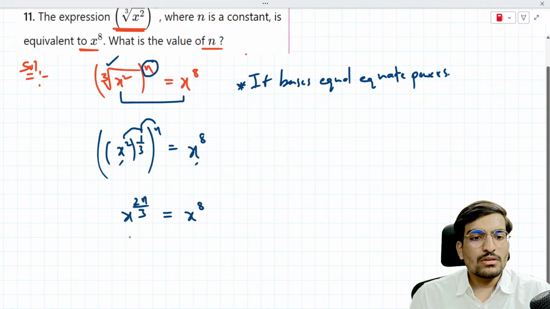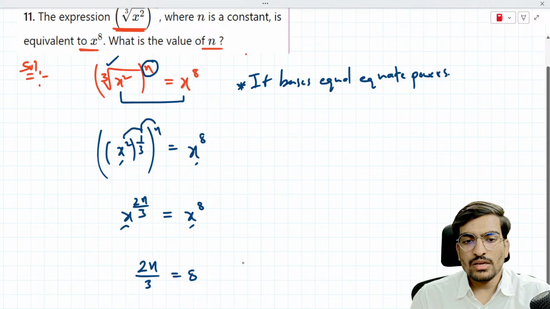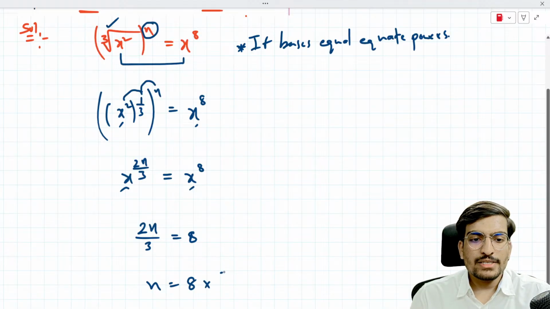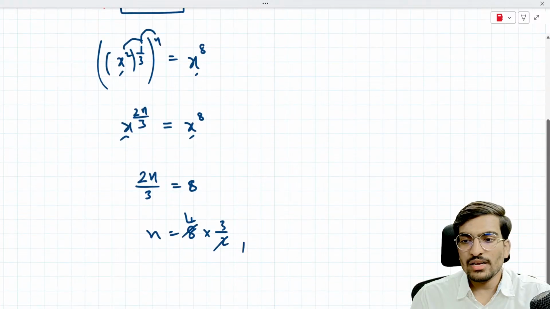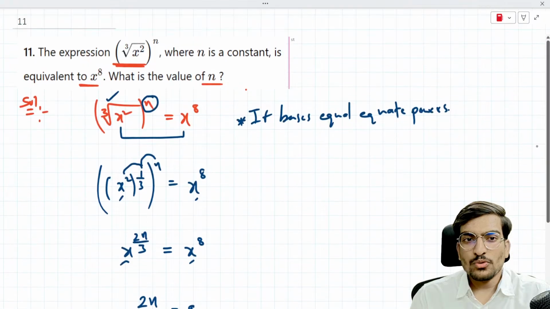So bases are equal, we equate powers. So 2n/3 equals 8. So n equals 8 multiplied by 3 by 2: 3 ones, 3 fours. Yes, Saidur Rahman, it's true, it's 12. Excellent. n equals 12. So that's the value of n.